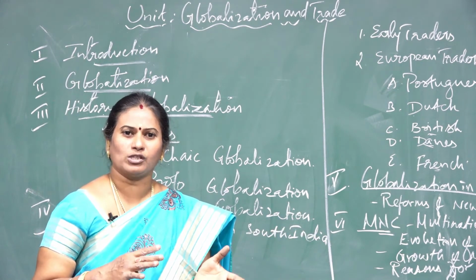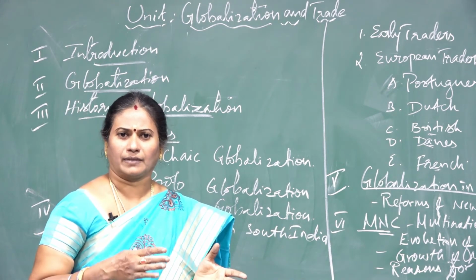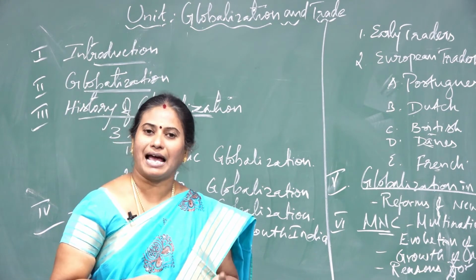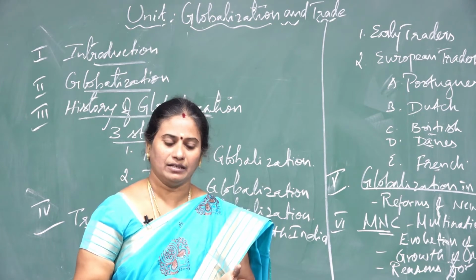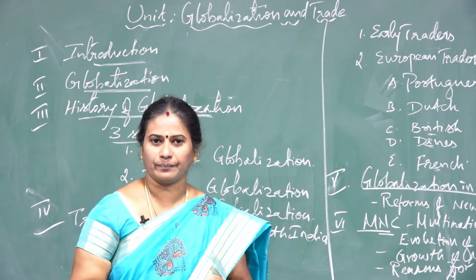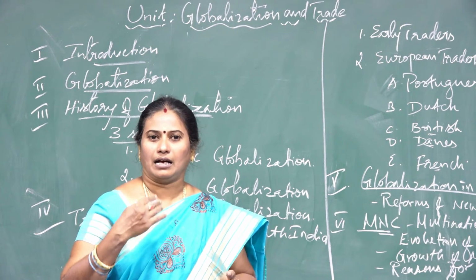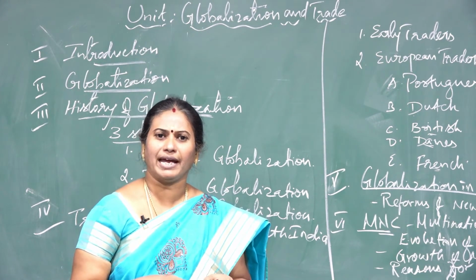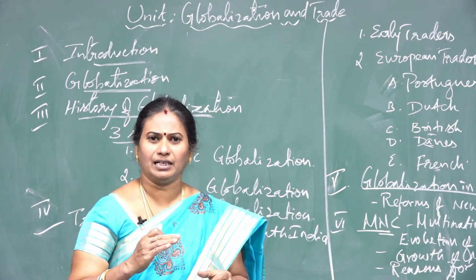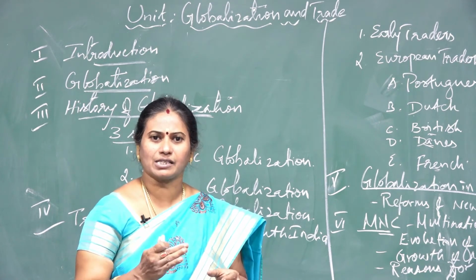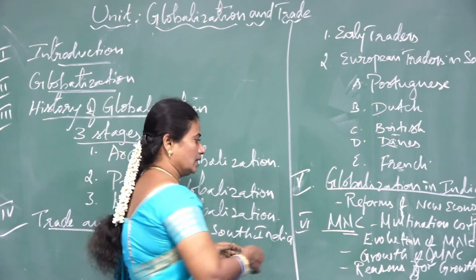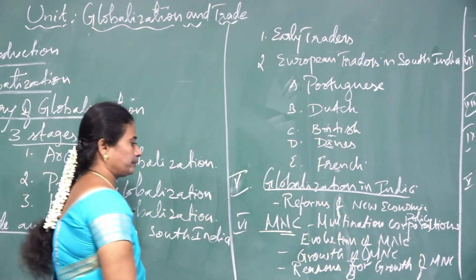Here, most of the MNCs at present belong to four major countries: USA, UK, France and Germany. Among these, America has the largest MNCs. Out of 15 major MNCs in the world, 11 belong to America. Next, I am going to explain the growth of MNCs.